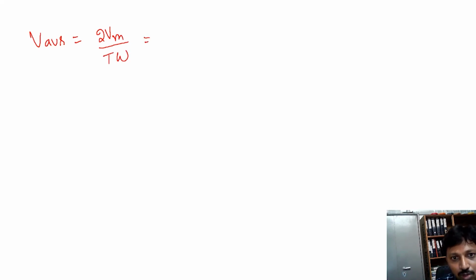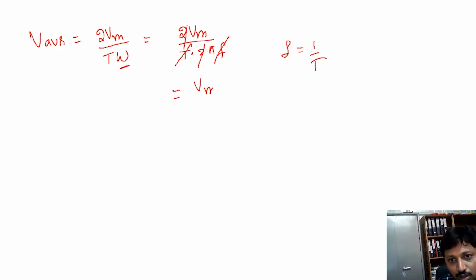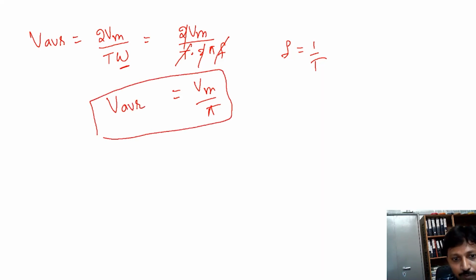Now, 2 Vm, and omega is equal to 2 pi f, the angular frequency. So f is equal to 1 by T, and when you substitute f equal to 1 by T, the T gets cancelled. Here the 2 gets cancelled. So you are left with Vm by pi. So V average is equal to Vm by pi.